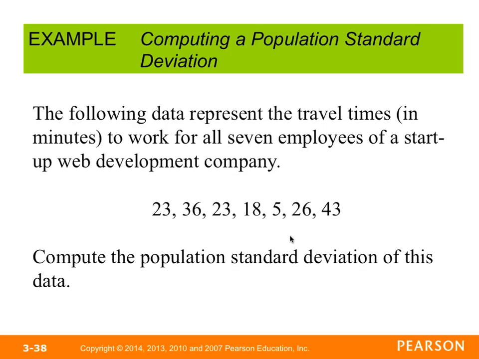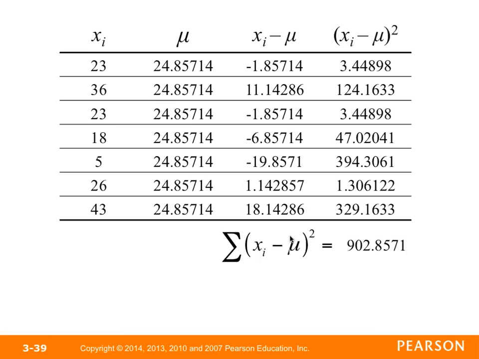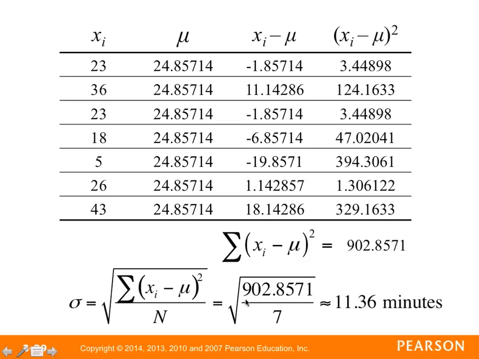Okay, so if we have this population here of our 7 employees, we can find the standard deviation. Now what we can do is we just type in our xi's, we find our mean, we subtract xi minus mu, we square those observations, and we find that we get 902.8571. And then we use our formula here. We divide that by 7, which is our population size, and take the square root, and we get 11.36.